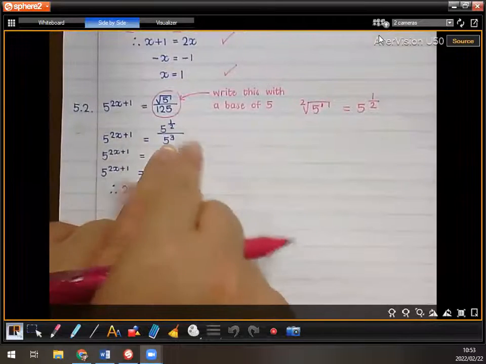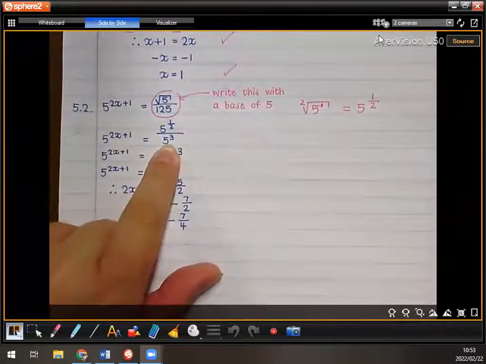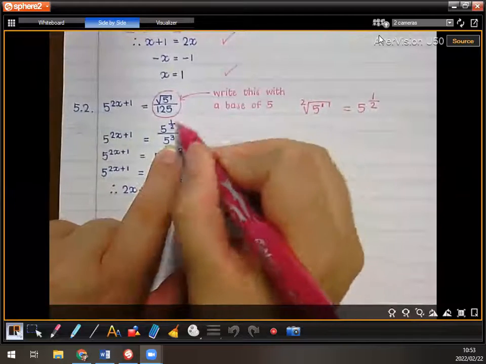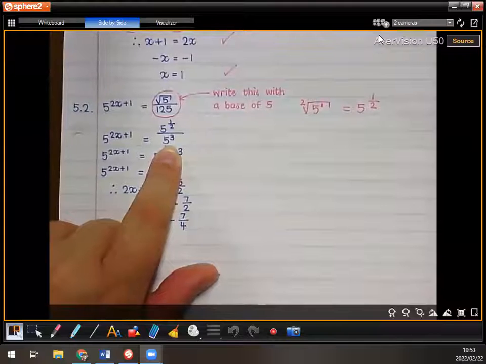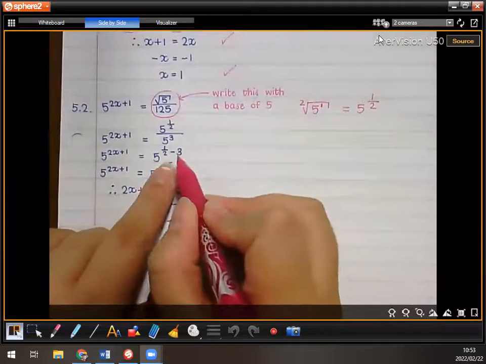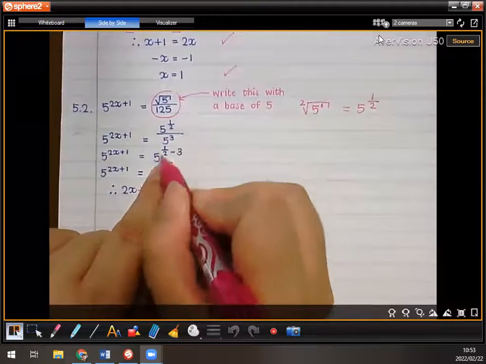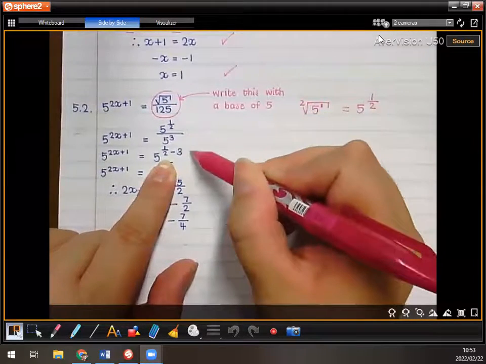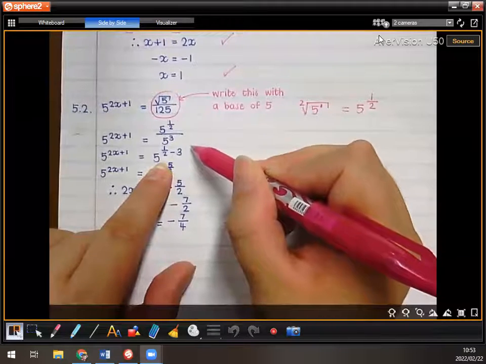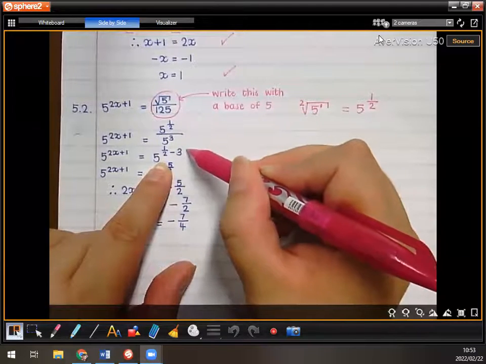But guys, I still can't solve this equation, right? I'm supposed to have 5 equal to 5. So what do I do now here? I'm dividing. What do I do with the exponents when I'm dividing? I subtract. So to get this with one base of 5, I'm going to have to say the top exponent minus the bottom exponent: a half minus 3.